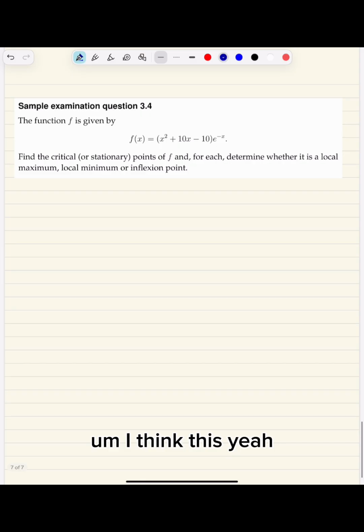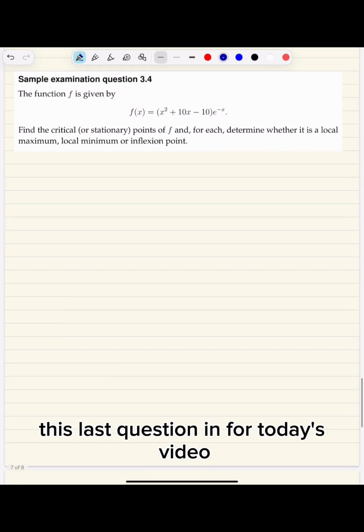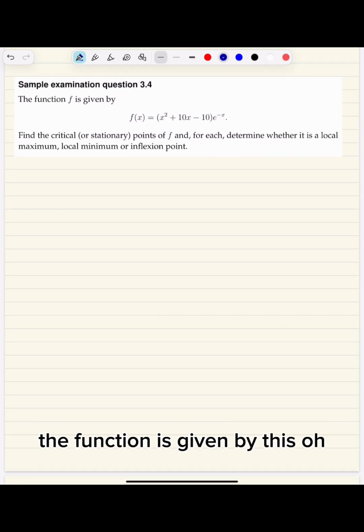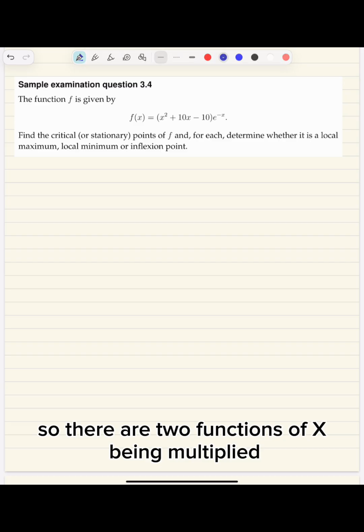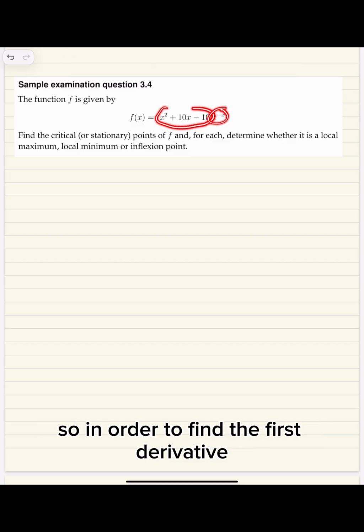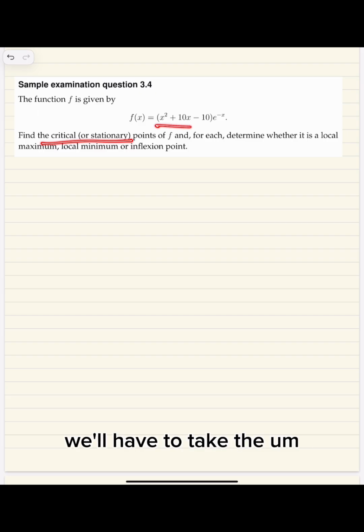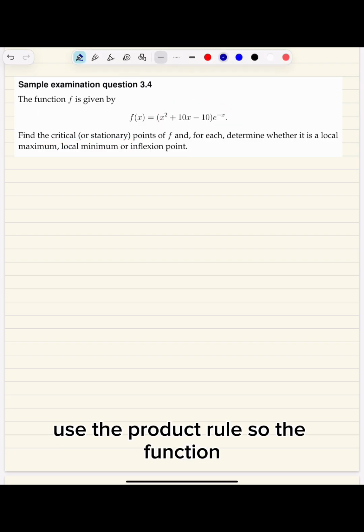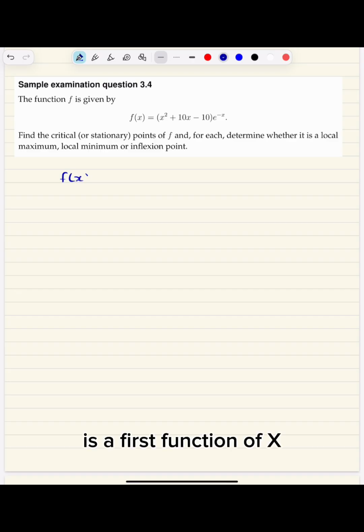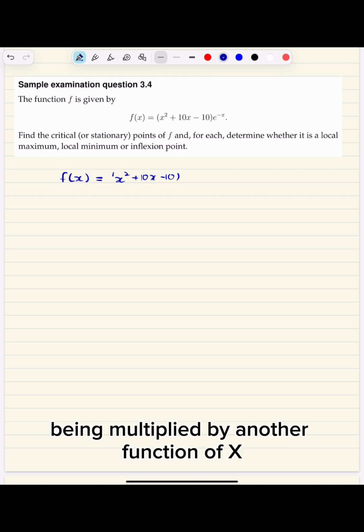I think this is the last question for today's video. The function is given by this. So there are two functions of x being multiplied. So in order to find the first derivative, to find the critical points, we'll have to use the product rule. So the function is a first function of x being multiplied by another function of x.